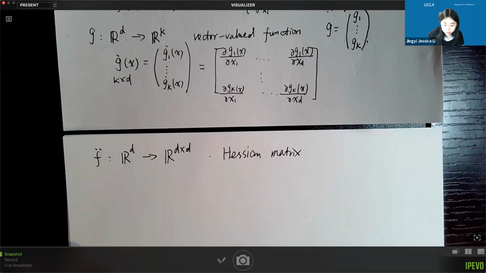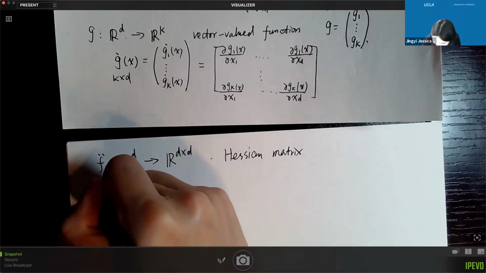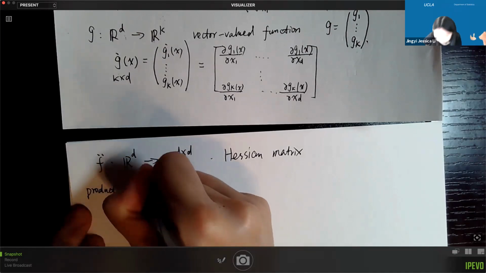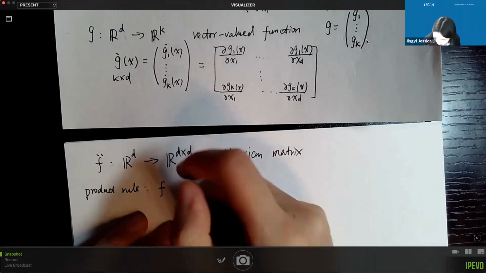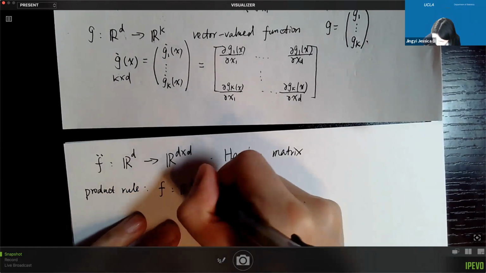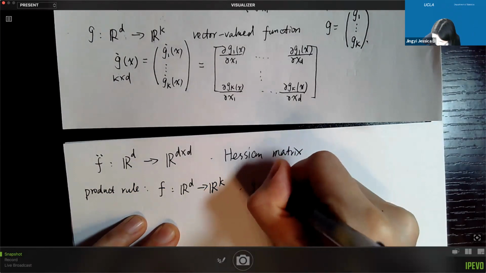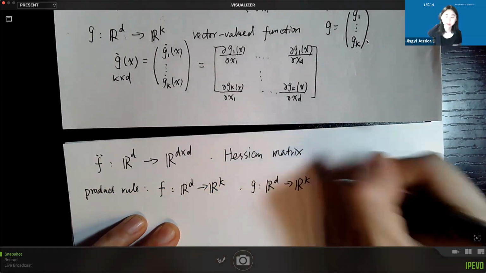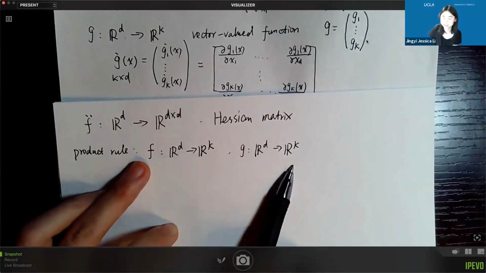So one thing I just want to say a little bit about is the product rule. I think that's quite useful. Basically, if you have F that maps from D-dimensional to K-dimensional, and you have G that maps from D-dimensional to K-dimensional as well, then their outputs are in the same dimensions, right?